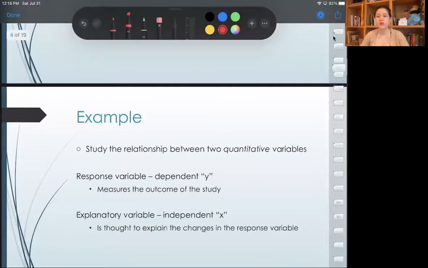Now, when you analyze in linear regression, it is the study of the relationship between two quantitative variables. Okay, so they are the response variable, or sometimes we call it the dependent variable y. It measures the outcome of the study. And the explanatory variable, we call it the independent variable x, is thought to explain the changes in the response variable. Okay, so we use x to predict y, right? We use x to predict y.